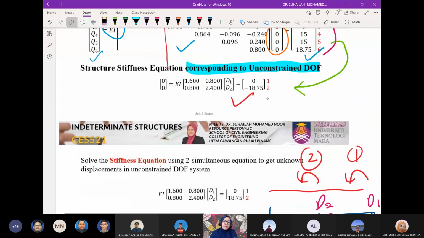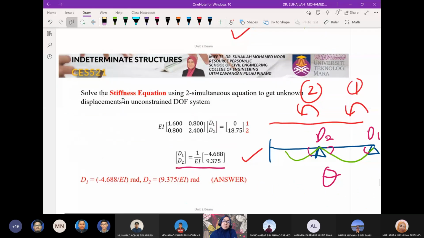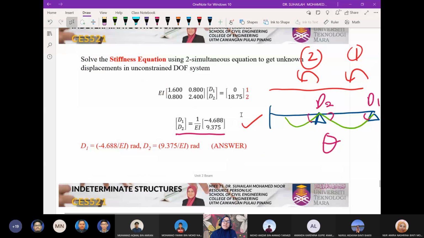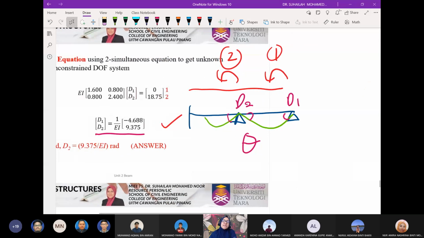Once we have this, it is just like two simultaneous equations, and then we solve the equations to get displacements D1 and D2. Once we have the displacements, we must understand that D1 and D2 are numbers, but you have to be able to say what they represent. The 1 and 2 depend on us, on the label in the first diagram that we drew. It depends on our label.